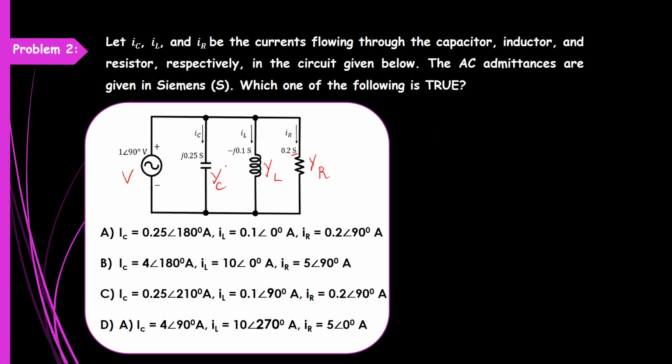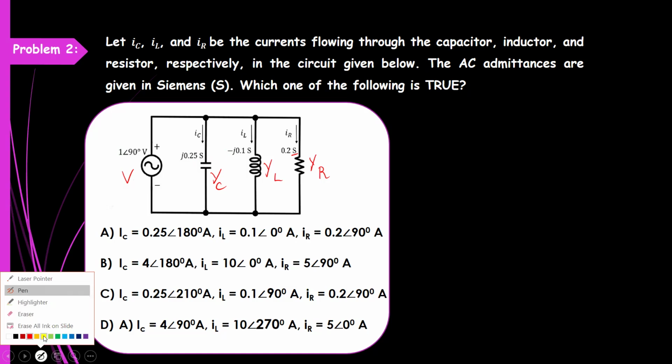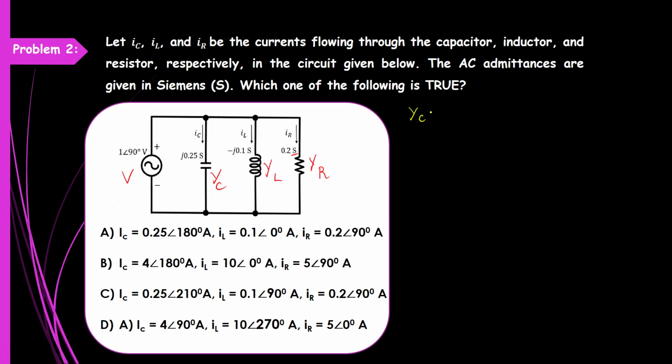Now, this is the basic AC network. So here the total voltage is 1 angle 90 degree. Here all the passive element values are given in rectangular form. Shall we convert into polar form first? So here YC is already given as j0.25.